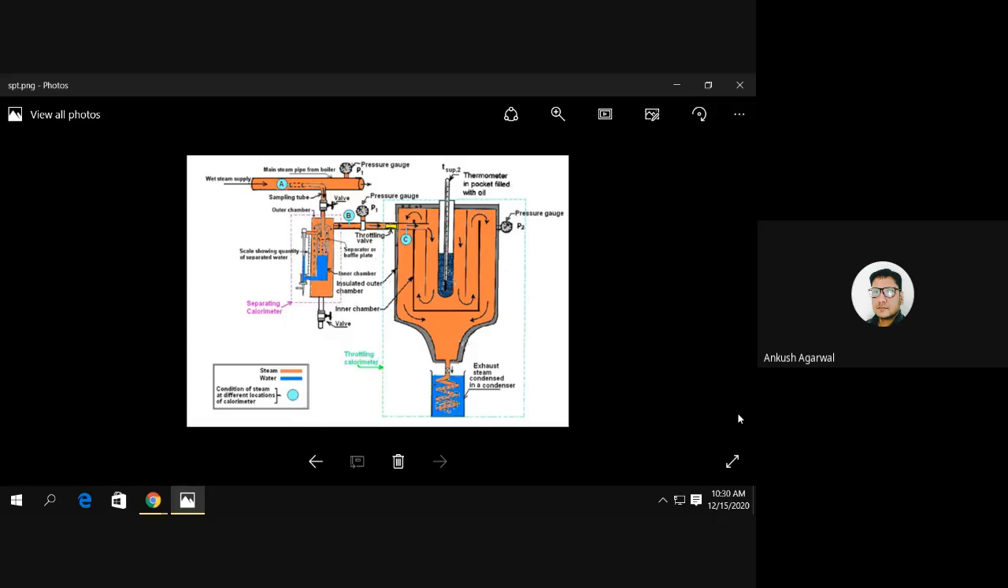First, you have to find the dryness fraction in the separating calorimeter. Then you have to find the dryness fraction in the throttling calorimeter and multiply both the values, and you get the net dryness fraction of the sample.